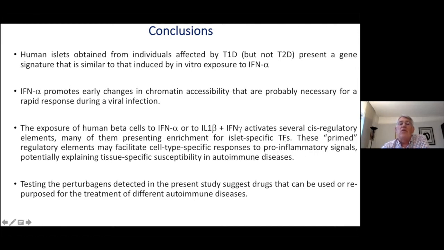So these primed regulatory elements may facilitate cell type specific responses to pro-inflammatory signals, potentially explaining tissue specific susceptibility in autoimmune diseases. And the last point is that testing perturbagens, which are drugs that antagonize the signatures that we have detected, may suggest drugs that can be used or repurposed for the treatment of different autoimmune diseases. This is what I would like to present, and I will now be happy to discuss together with Jennifer.